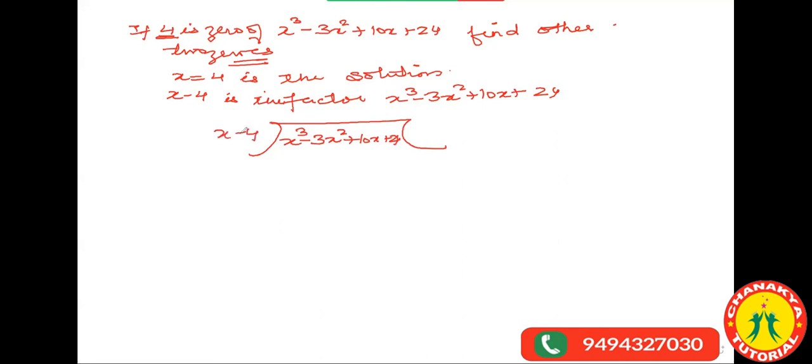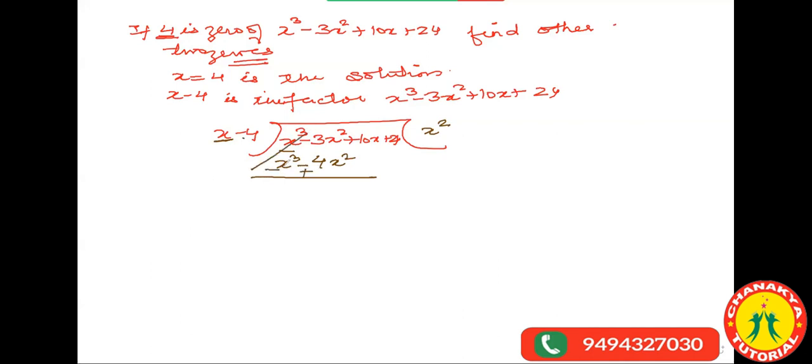What do you mean by factor? That means it will completely divide the dividend, right? Yes, ma'am. So now divide. Here we want x cube. Our first term is x cube. So by which term will you multiply this x? x square. So it will be x cube minus 4x square. Now subtract it, the minus sign will change to plus.